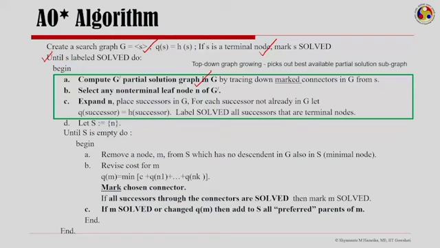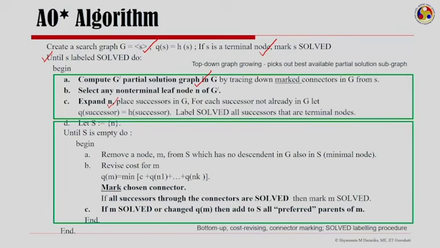Then we select the non-terminal leaf node of that particular partial solution graph and expand n. The next portion of the algorithm is that I start with looking at n and I mark the chosen connectors. The chosen connectors are those which have the minimum cost currently.